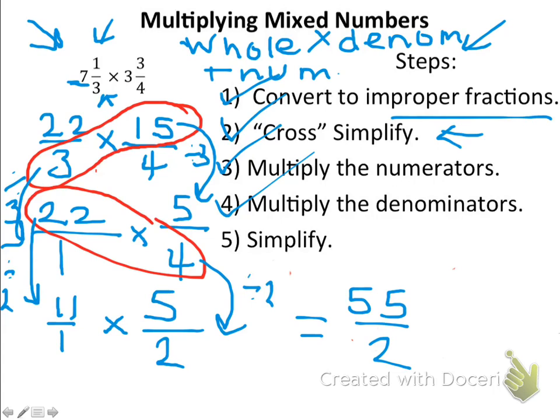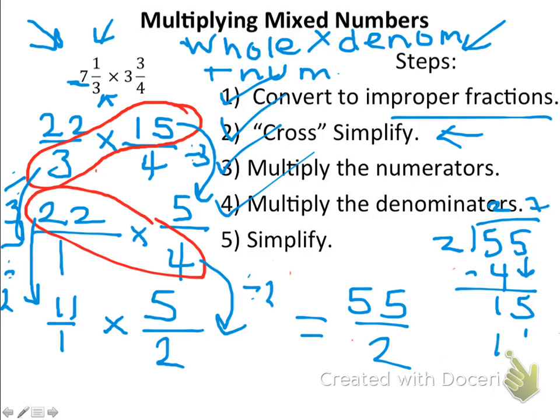We need to take 55 and divide it by 2. Well, 2 times 2 gives 4. Subtraction, get 1, bring down the 5. 2 goes into 15 7 times. 2 times 7 is 14. Subtraction, remainder of 1. So I have 27, remainder 1. So this equals 27 and 1/2.